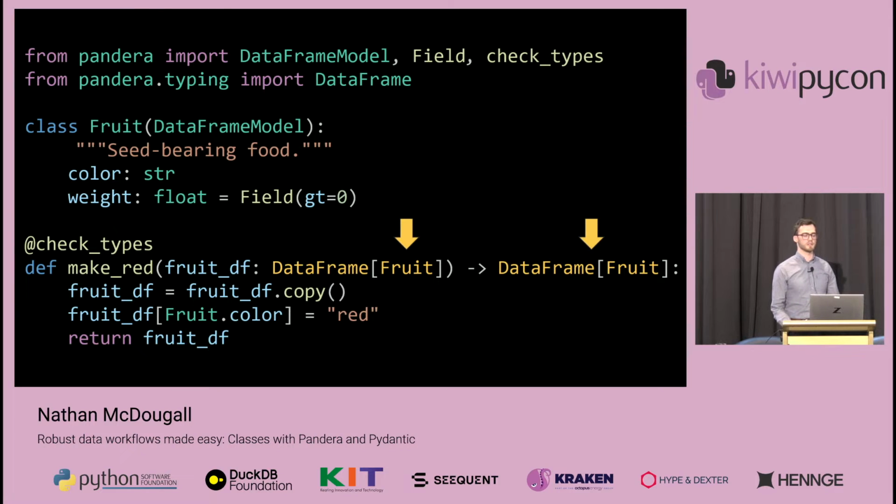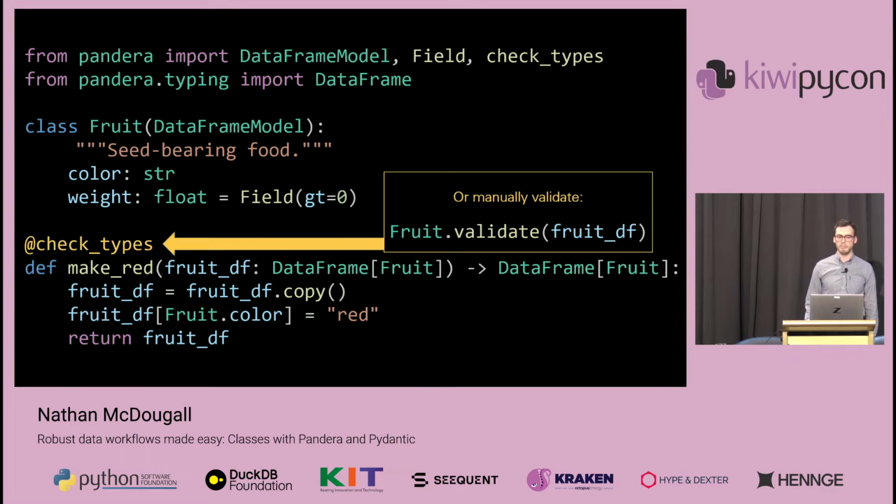The makeRead function takes in a fruit data frame and returns a fruit data frame. Of course, you could return a different type of data frame and specify exactly the type of structure that we expect. And so you now know exactly what columns are meant to be coming in and what columns are meant to be going out. We have this check types decorator, which tells you exactly what structure is coming in and validates it. So you now know that if you run that function, it's guaranteed at runtime to be validated that the input and output data frames are being checked.